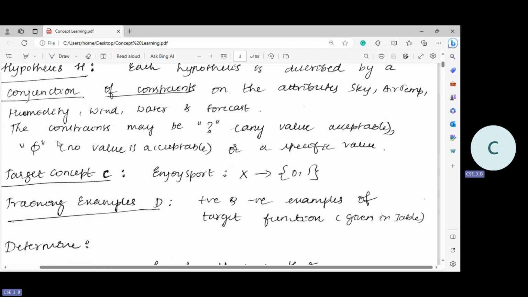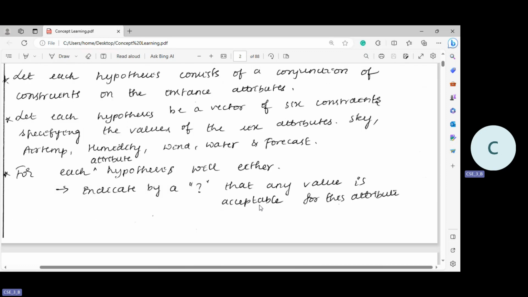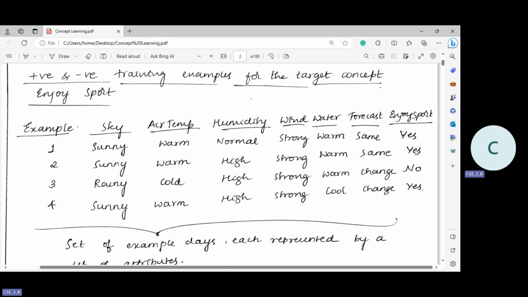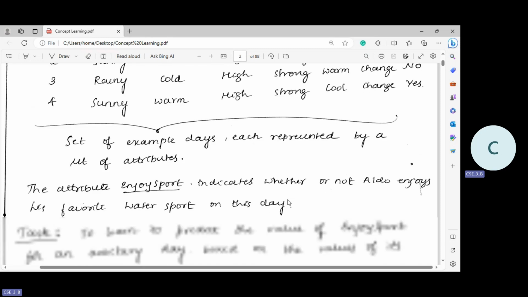Or we can also consider it as a specific value. And here we are going to define the target concept as a Boolean function, and you can observe it is related to the two values, true and false. The training examples are represented by the letter D, which indicates the positive and negative examples of the target function, as per the table. So here all the yes values are considered positive examples and no is considered a negative example.